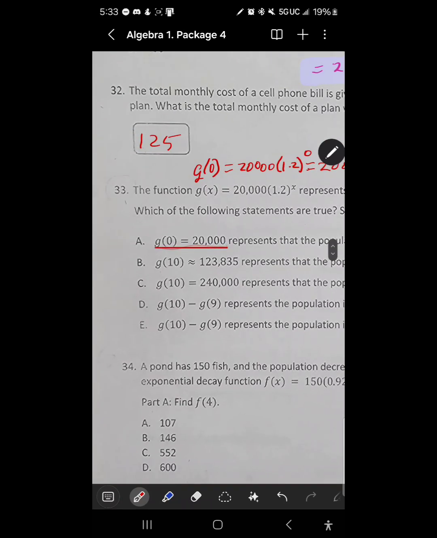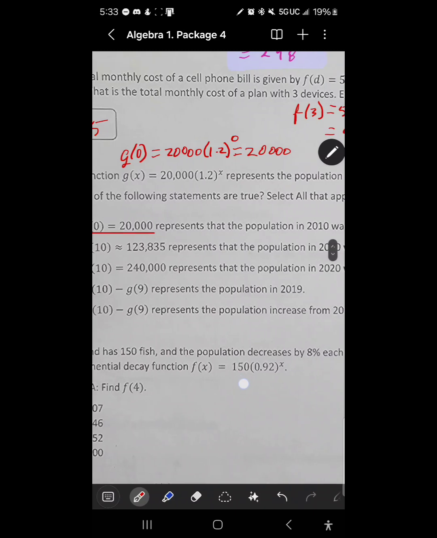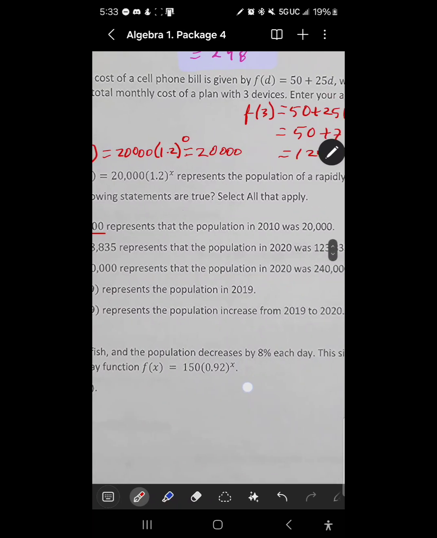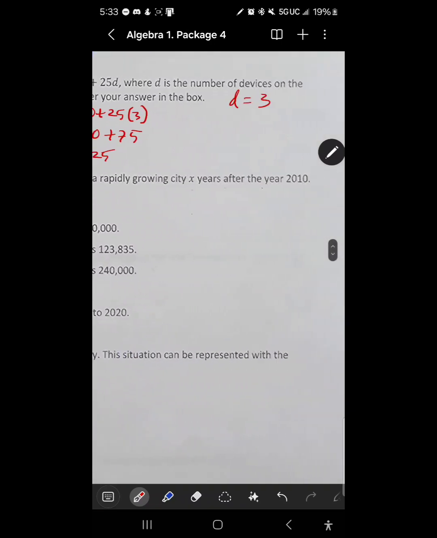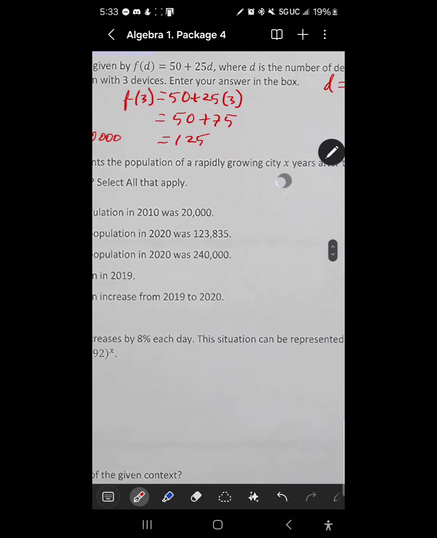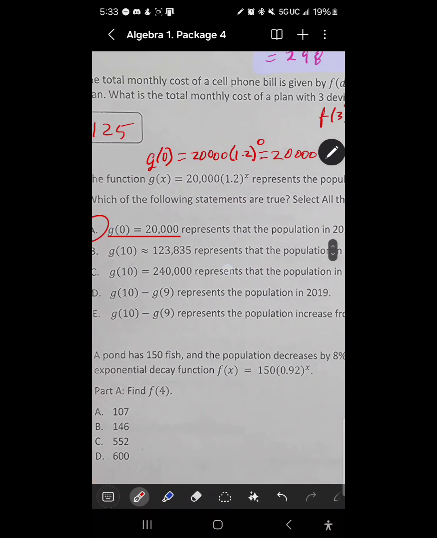So this is true. Now let's see if what is after that is true as well. It represents that the population in 2010 was 20,000. So yes, you can see here x means the number of years after 2010. So if x equals 1, there will be 2010 plus 1, which is 2011. And so yeah, 0 will be the population in 2010. So yep, this is true.